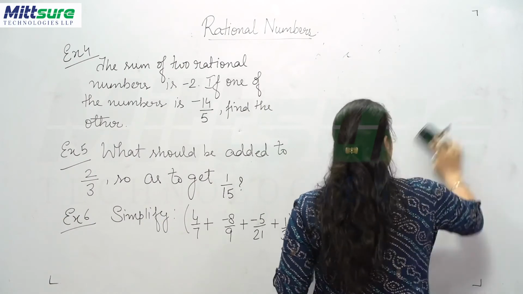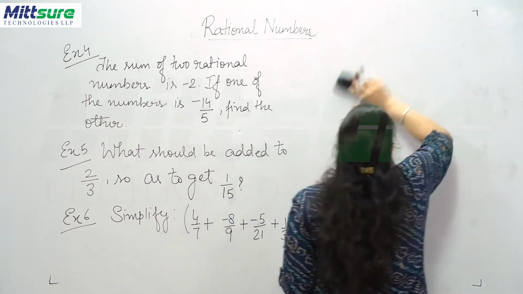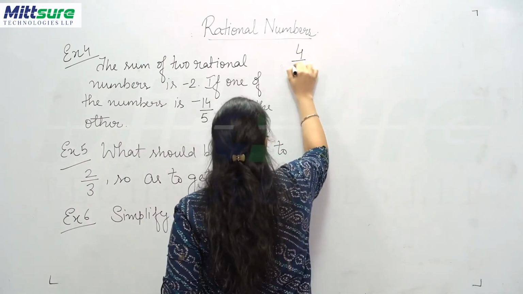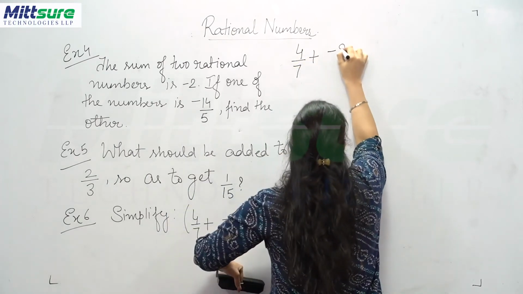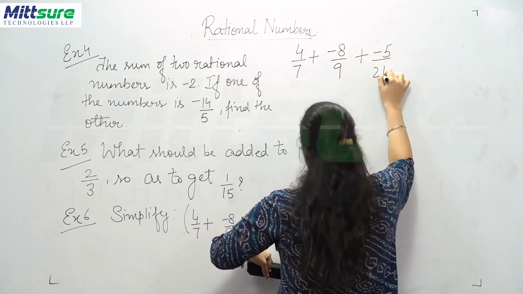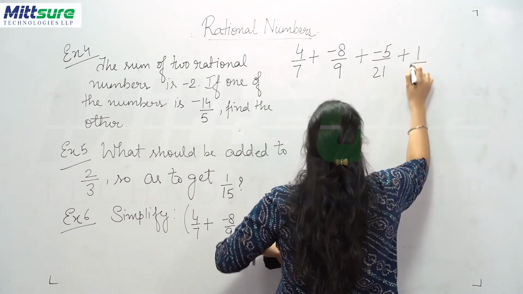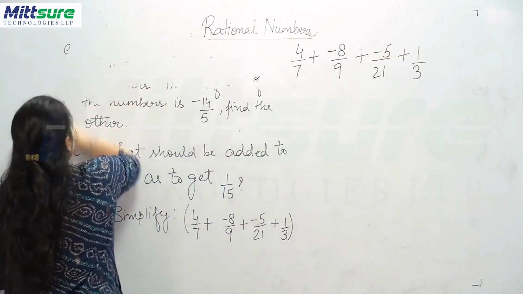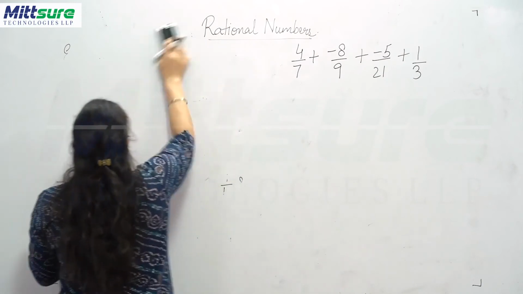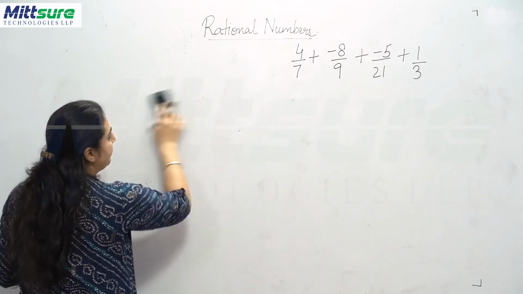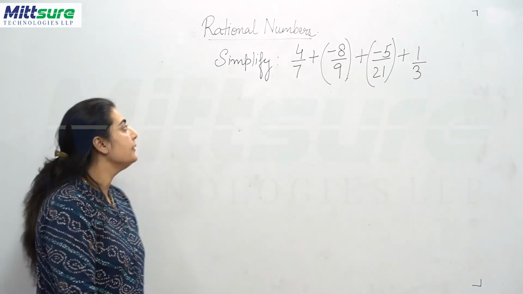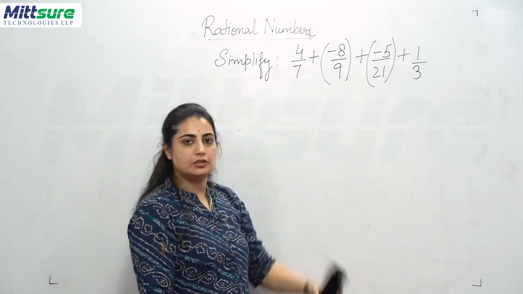The other example is a combination of positive and negative rational numbers which you are supposed to simplify. So 4 upon 7 plus minus 8 upon 9 plus minus 5 upon 21 plus 1 upon 3. So we will be solving this. Because I will be needing more space, I am erasing the other questions. So this is what the question says: simplify the following rational numbers.